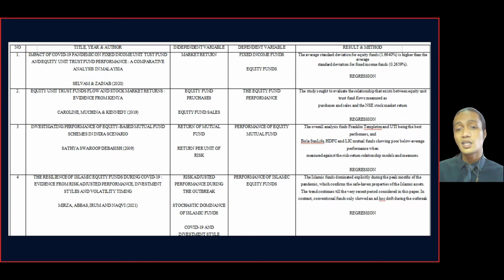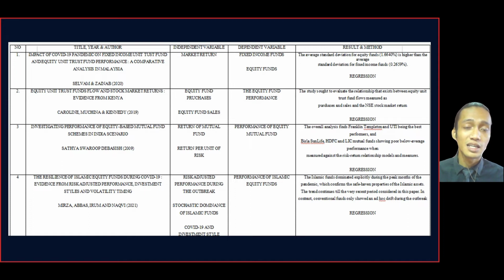The result in this study is the overall analysis finds Franklin Templeton and the UTI being the best performers, and Birla Sun Life, HDFC, and LIC mutual funds showing poor, below average performance when measured against the risk-return relationship model and measures. And their method is also regression.